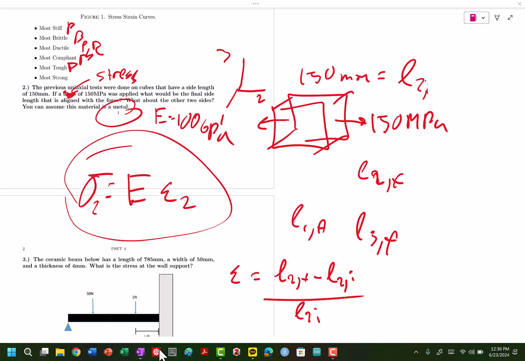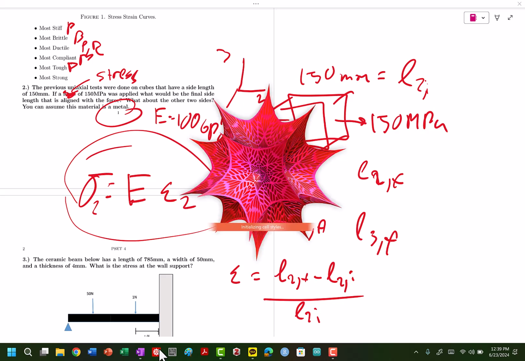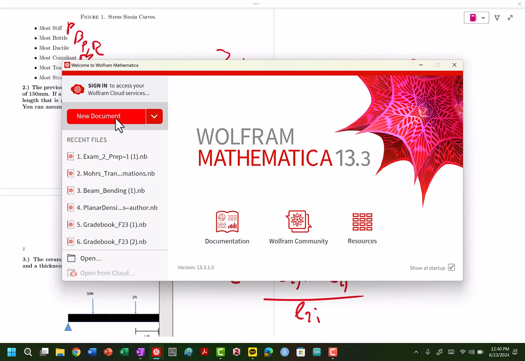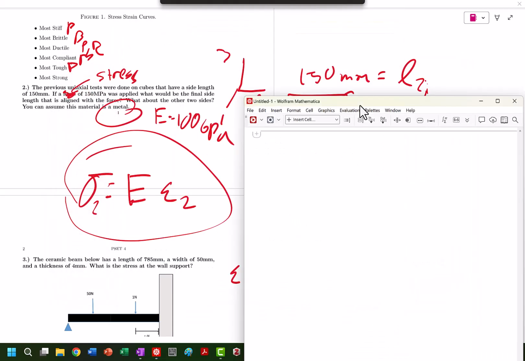I'm going to pull up Mathematica so we can do some math. Let's wait for that a little bit. This is the exciting part. I'm being facetious, of course. It's not super exciting, but it is what it is. So we're almost there. There we go. Let's go ahead and solve.